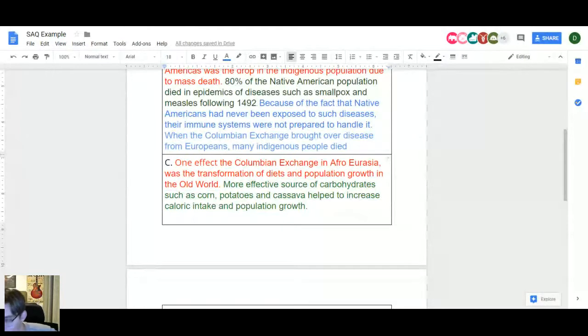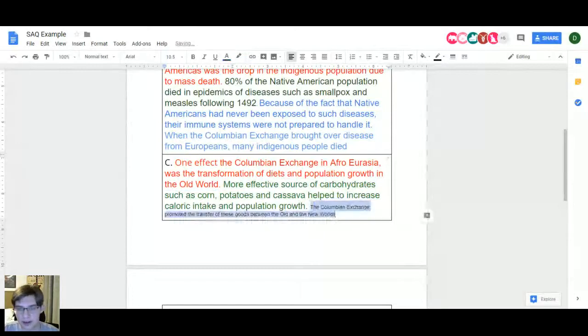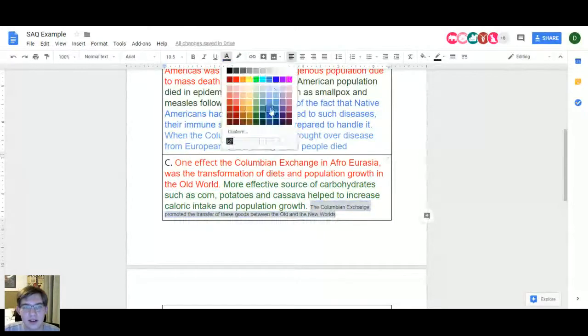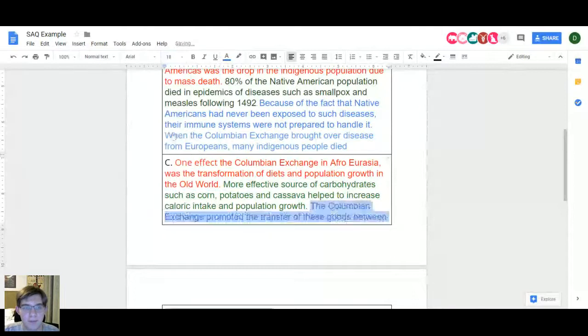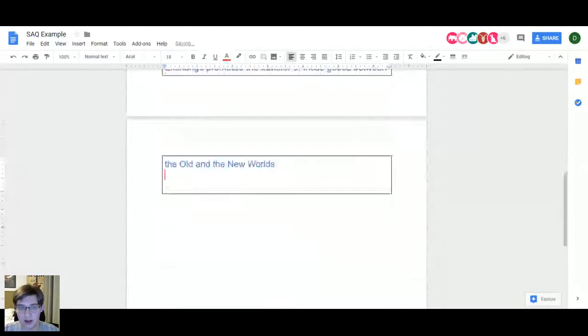Okay, the Columbian Exchange promoted the transfer of these goods between the old and new worlds. Exactly. That's perfect. That's absolutely God level stuff. There we go. And boom. So now we can see it's just over a page.